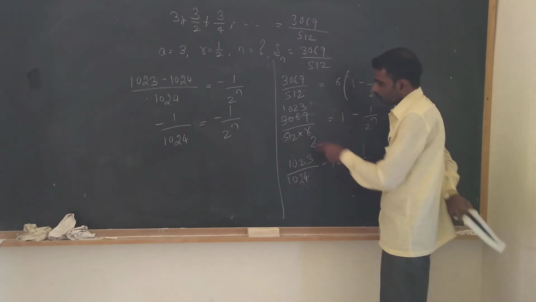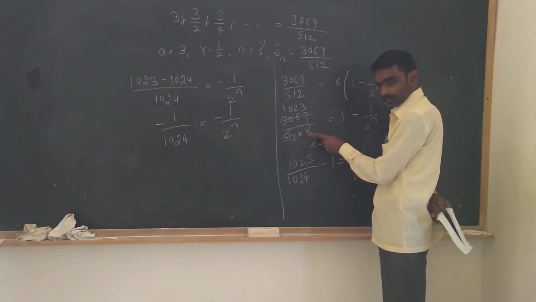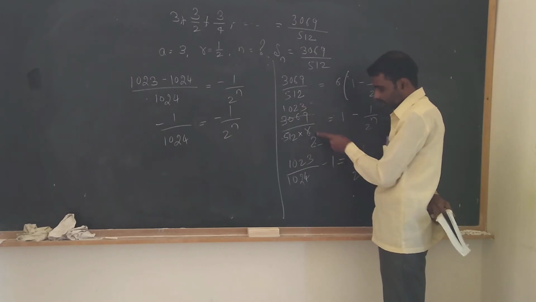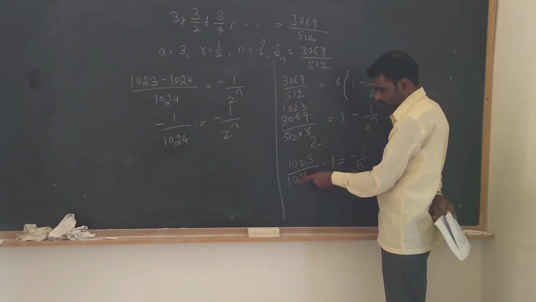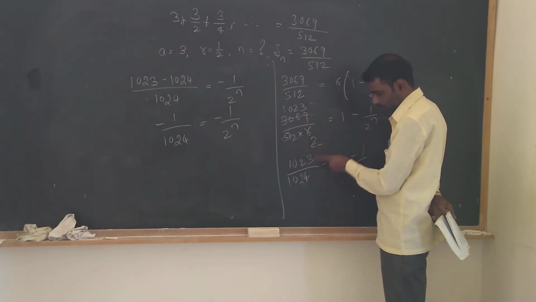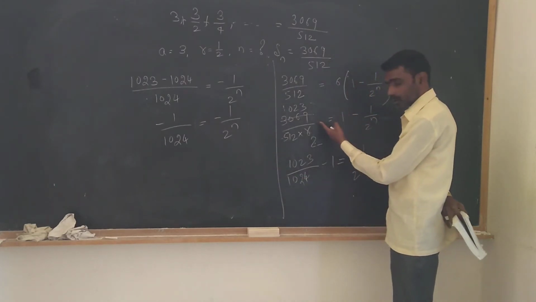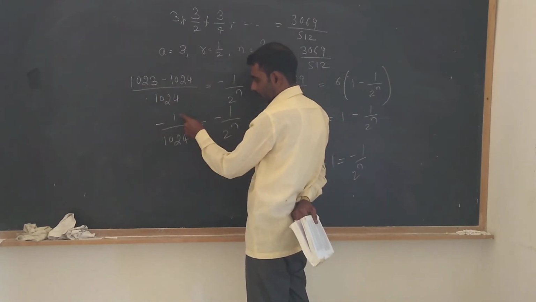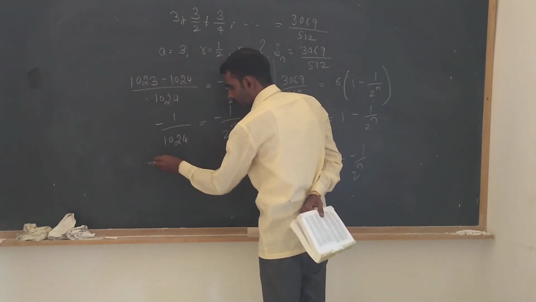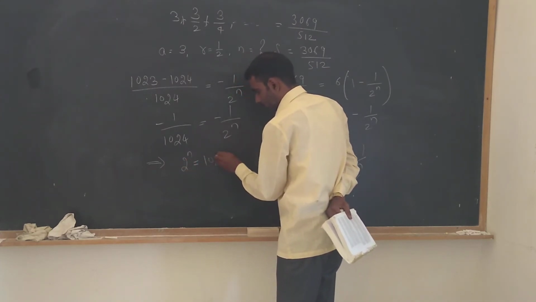Here 3069 divided by 512 into 6, I have multiplied it by 3. Right? Here I have taken the LCM. This one I have transferred to the other side. So it is 1024, so it is minus. So this relation gives you 2 raised to n is equal to 1024.